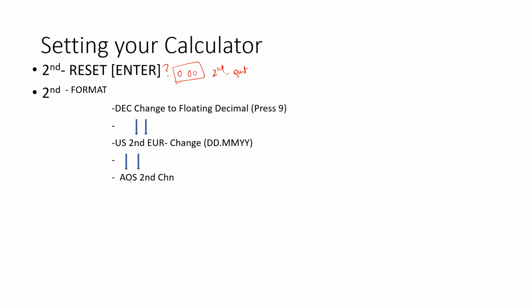Now, second, what I want you to do is to again press second and press the format button. That is the point button which is there. Press that format button. Can you see what is appearing on your screen after you press the format button? Can somebody tell me? DEC equal to 2. So what I want you to do is to press 9 and press enter. Press 9 and press enter. Have you done that?